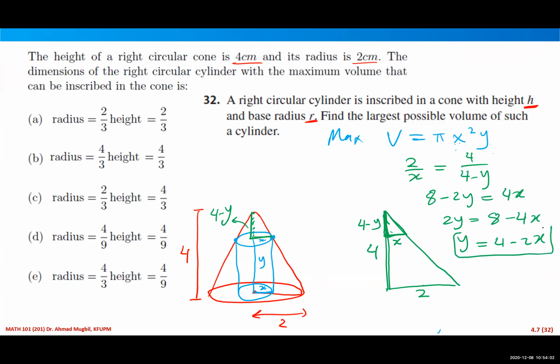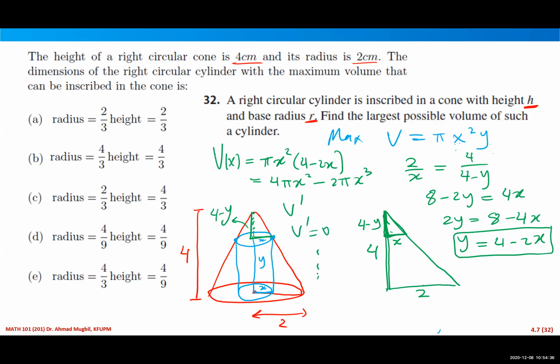Now once you have this relationship between x and y, you can go back here and find that the volume will be a function of x, and it will be pi times x squared times, instead of y, 4 minus 2x. Done. You have the function. Now simplify it. Write it as 4 pi x squared minus 2 pi x cubed. Now differentiate it. Find the first derivative. Put the derivative equal to 0 and solve it. You will know what x and y are.